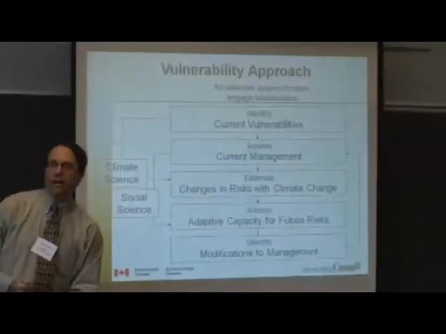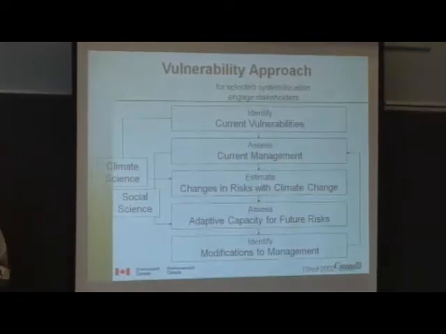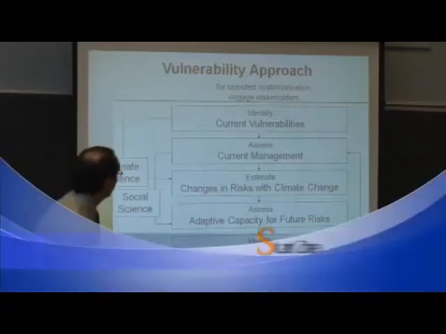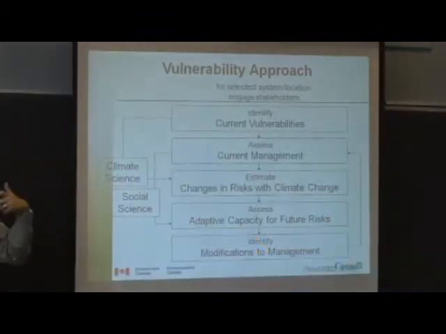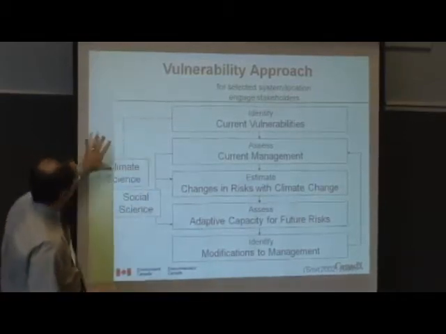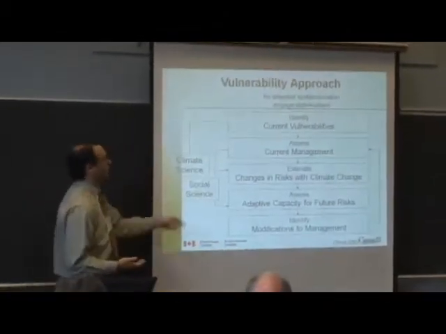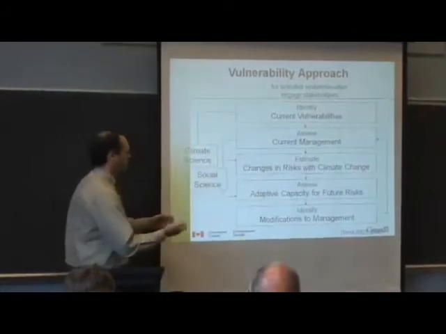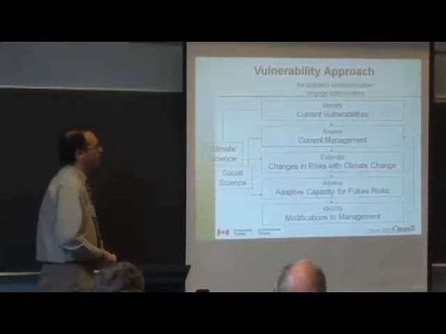So I said choreography matters. There are a couple of sample choreographies that are available to think about. One that has been promoted by Barry Smith, who is here with us this week, is to begin the process by entering communities and getting them to identify their current vulnerabilities, assess what their current management issues are, and then estimate those changes and risks with climate change. So climate science as an entry point enters here, but social science as an entry point enters here, and also here when you begin to assess adaptive capacity for future risks and identify modifications to manage them.